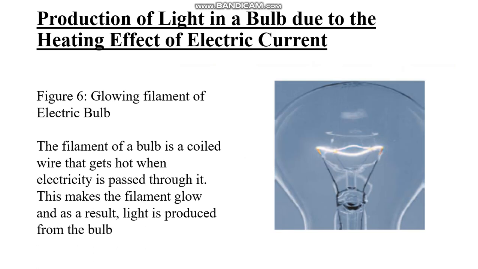Now, how is light produced in a bulb due to the heating effect of electric current? This is the glowing filament of an electric bulb in the picture. The filament of a bulb is a coiled wire that gets hot when electricity is passed through it. This makes the filament glow. As a result, light is produced from the bulb.